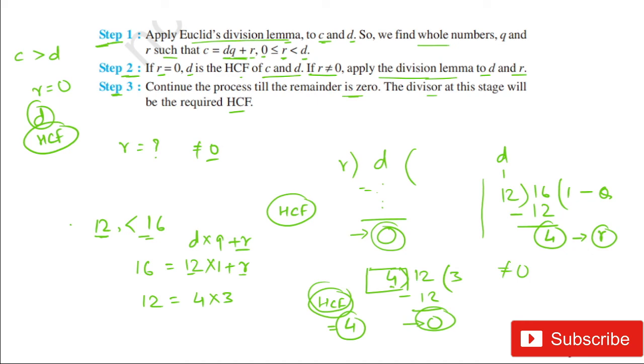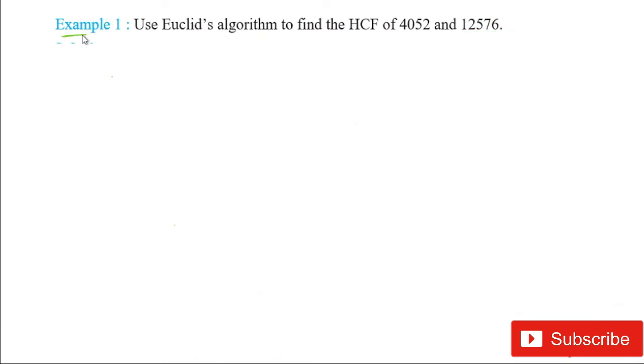Now next move to the last, and we'll solve one problem of it. Now we'll solve example 1. Use Euclid's algorithm to find HCF of two integers: one is 4052 and the next is 12576. First of all, we will compare the two integers, 4052 and 12576. So here we can say 12576 is greater than 4052.